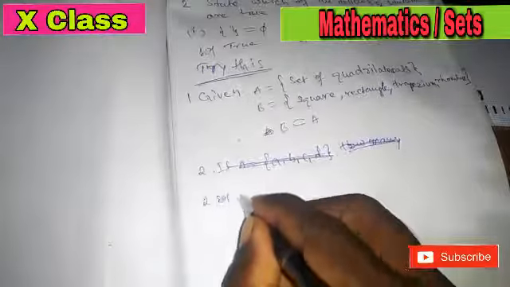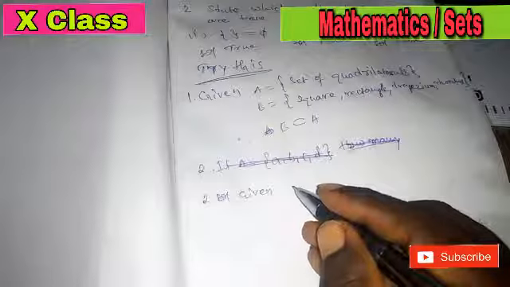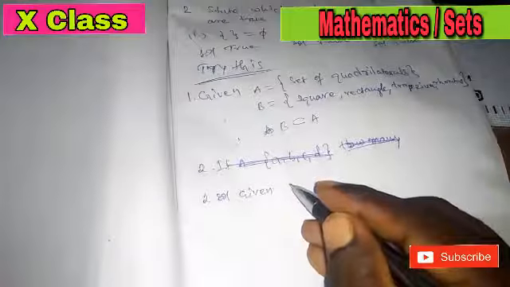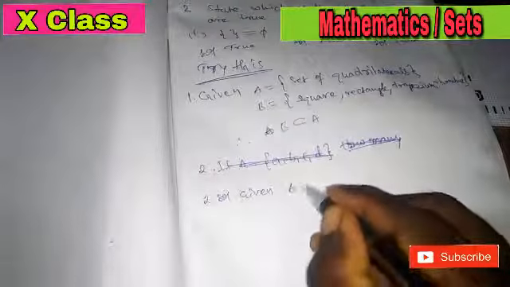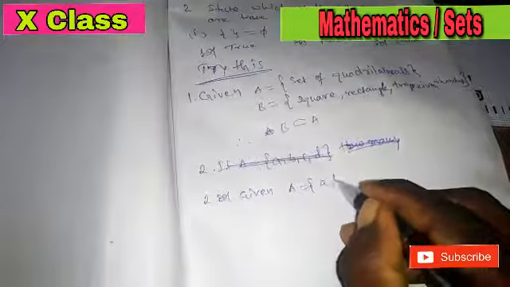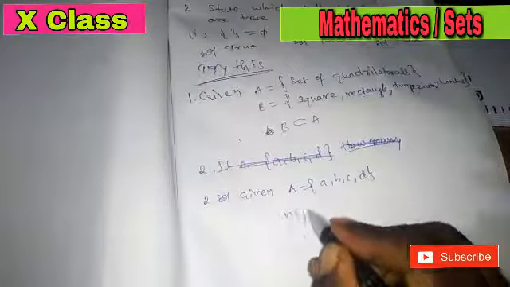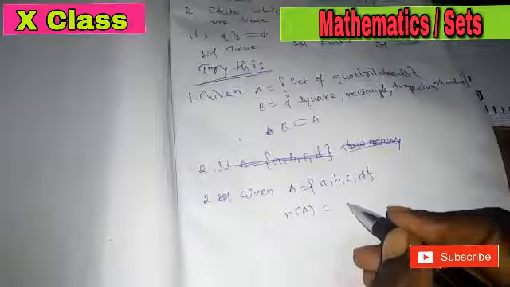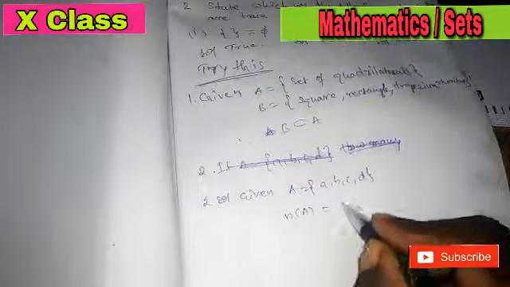Second, solution given. You have to write the question same as it is in the classwork, then keep the solution and write this one. Given set A is equal to {a, b, c, d}. So the cardinal number of A, the number of elements present in A, is equal to 4.